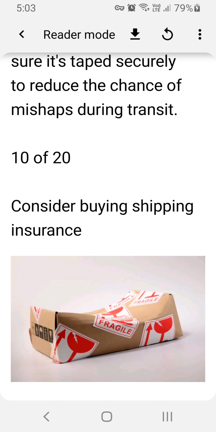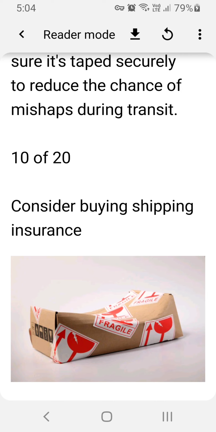7 of 20: lots of good photos. Shutterstock. Buyers really want to be assured that the item they're buying is as great as it seems, and having plenty of pictures can help prevent miscommunications. Take photos of all angles, especially any imperfections, and make them available upon request when buyers ask.